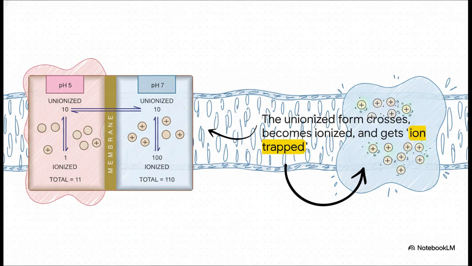So here, it crosses from a pH of 5 to a pH of 7. But once it gets to the other side, the new pH makes it change its form. It becomes ionized or charged, and once it's charged, it can't go back, it's trapped. This amazing phenomenon is called ion trapping.